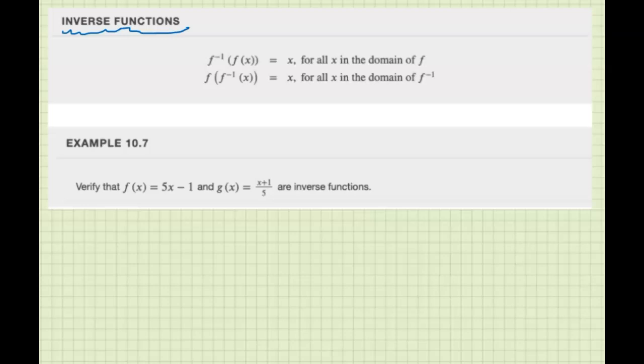So this is function composition. If you compose an inverse with a function, you get x. If you compose the function with its inverse, you get x. So this is the case where f of g and g of f are the same, when they're inverses of each other.